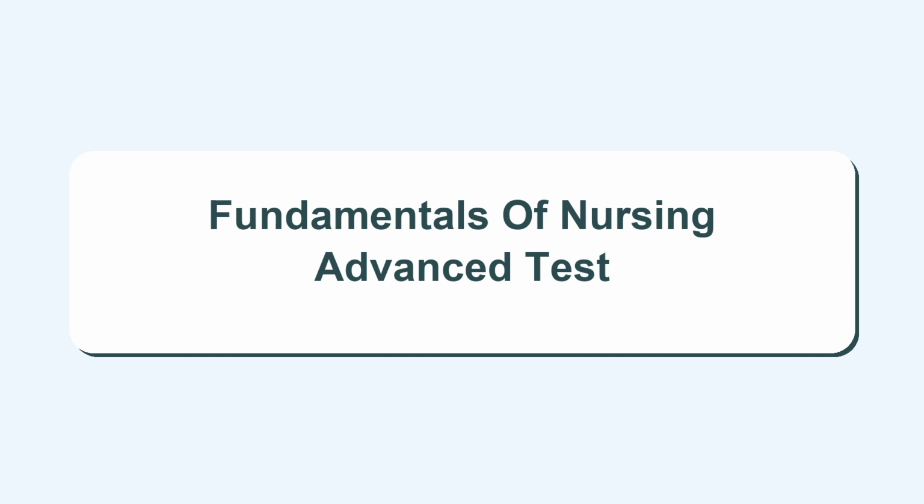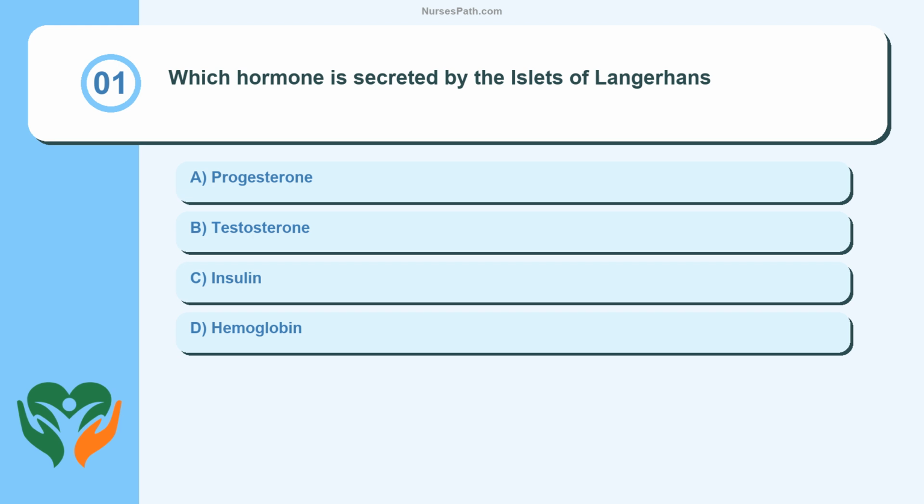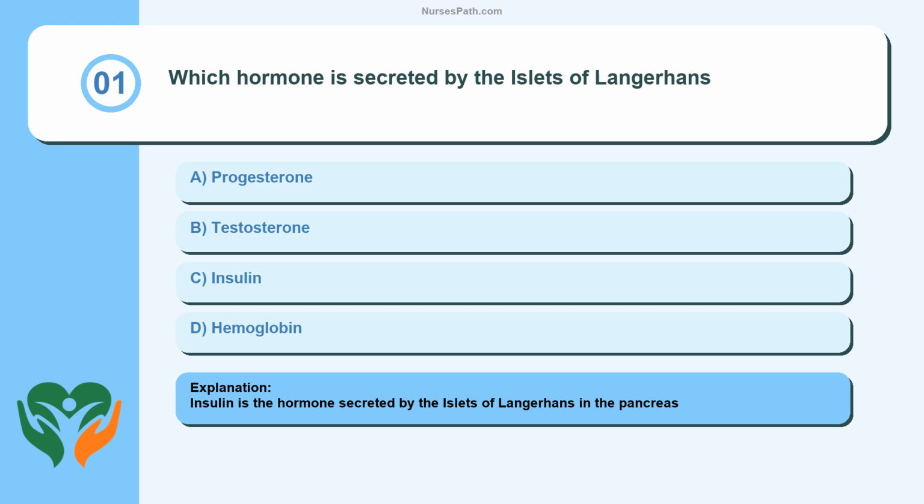Fundamentals of Nursing Advanced Test. Question 1. Which hormone is secreted by the islets of Langerhans? Progesterone, testosterone, insulin, hemoglobin. Insulin is the hormone secreted by the islets of Langerhans in the pancreas.